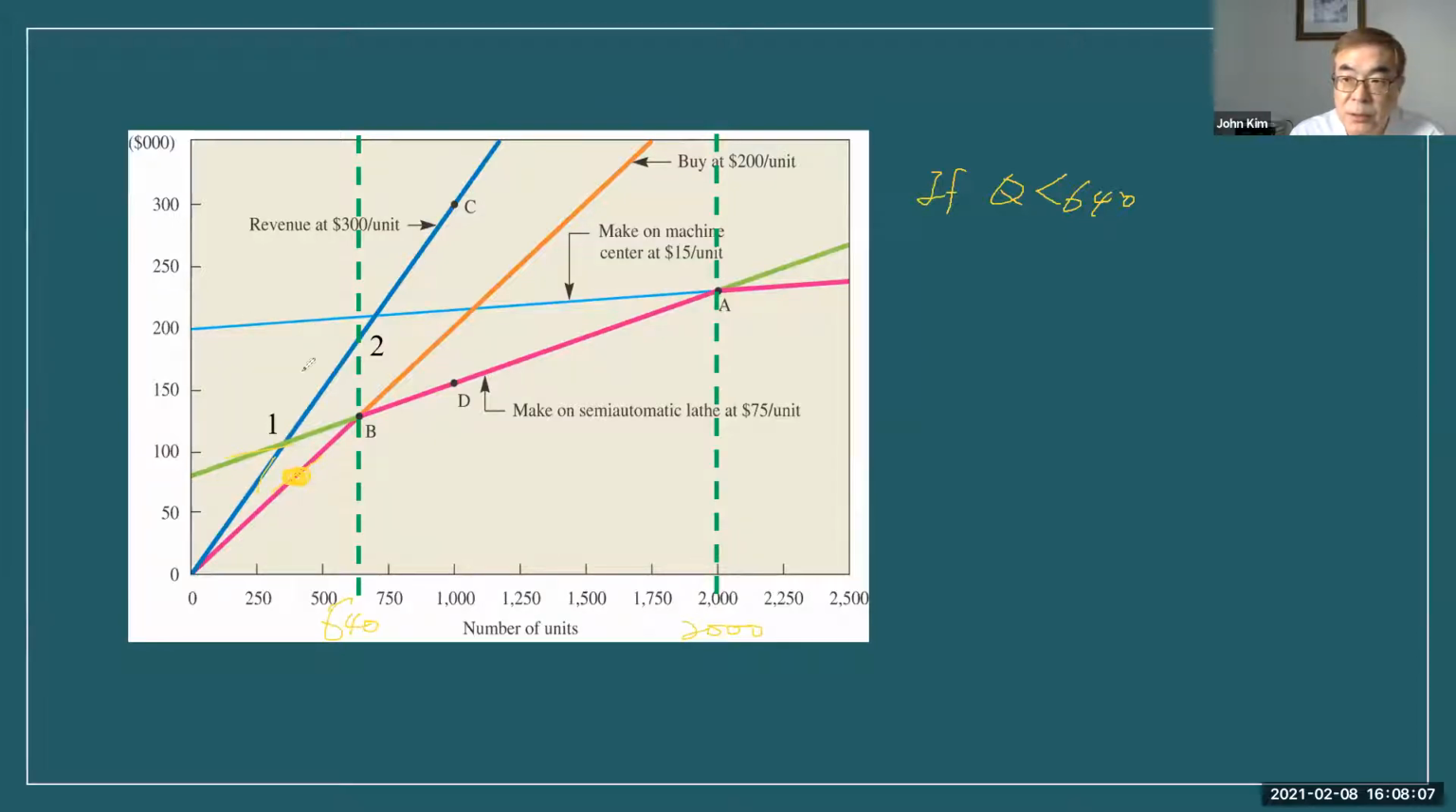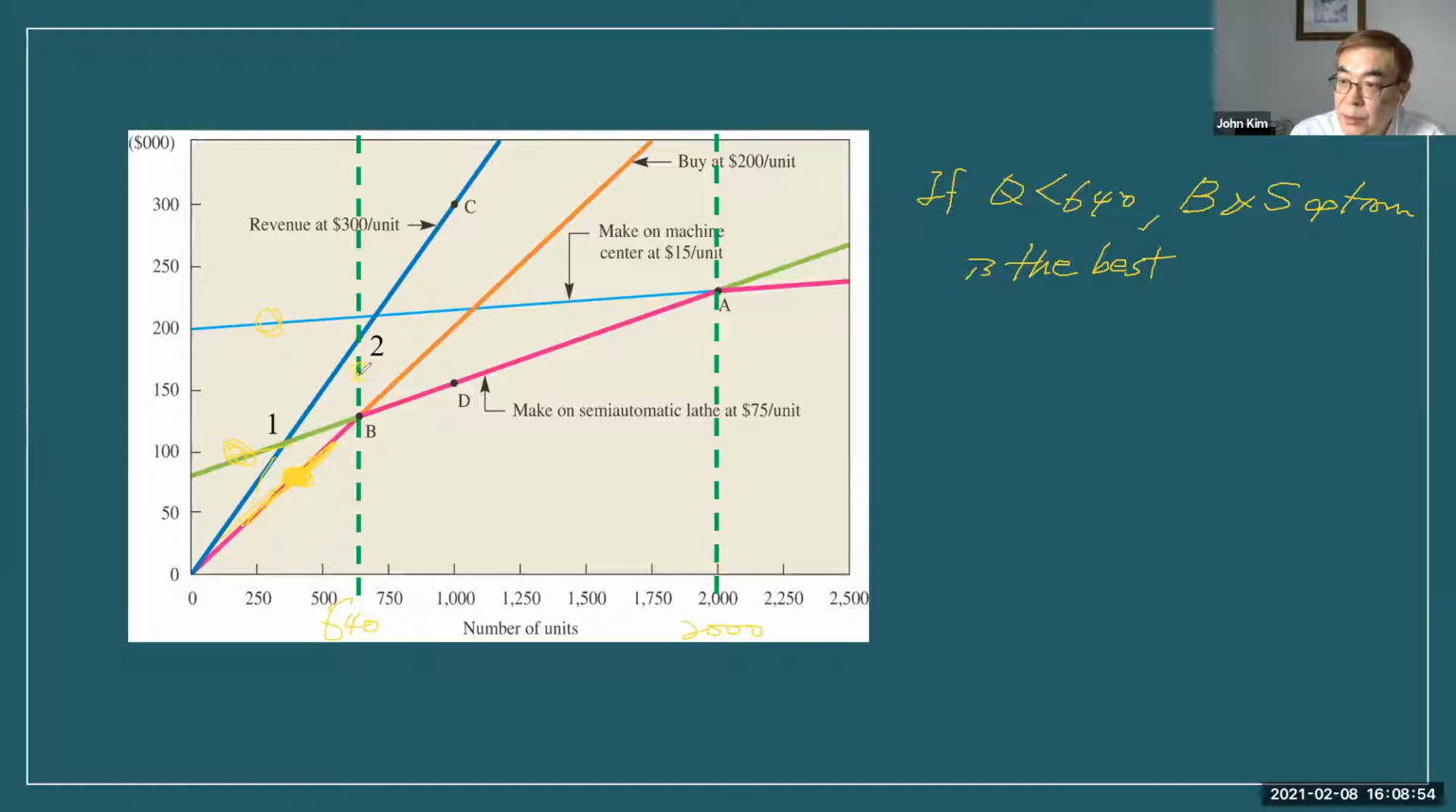Here, here, here. This one is revenue. So this one, this one, this one. Among three, this line is the lowest. And then this one is buy and sell. So if demand is less than 640, then buy and sell option is the best alternative.